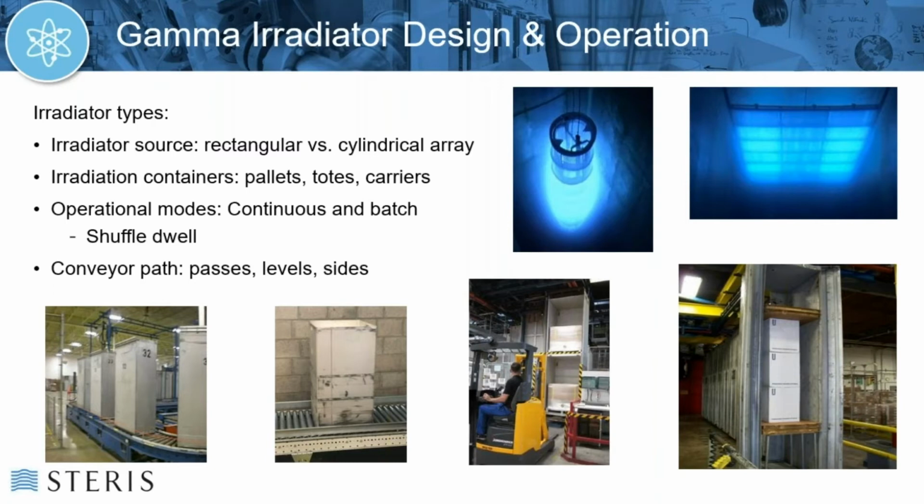In terms of the operational modes, we'll get into this in a little bit more detail later, but it could be either a continuous system where we see one carrier or one tote go in at a time and one come out, or a batch system where all are in at once. They see every position in the irradiator and then they all come out at once. Conveyor path could take a couple different routes depending on the type of irradiator. It could have multiple passes, 1 to 2 levels. We'll discuss that further.